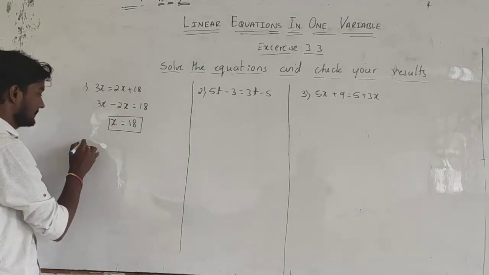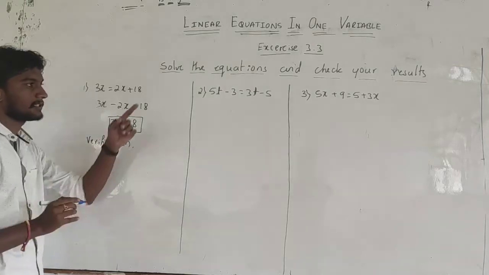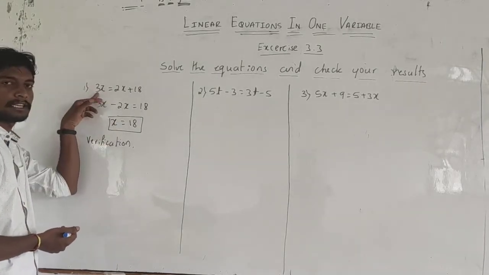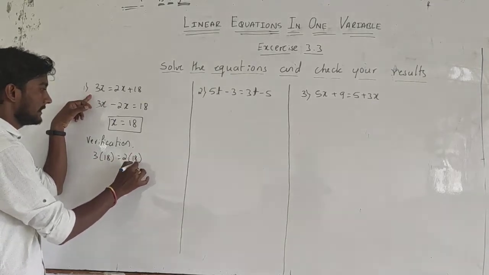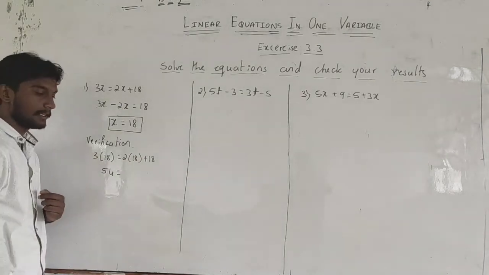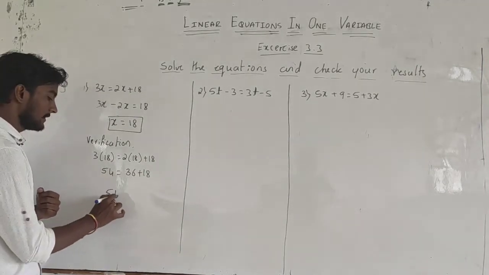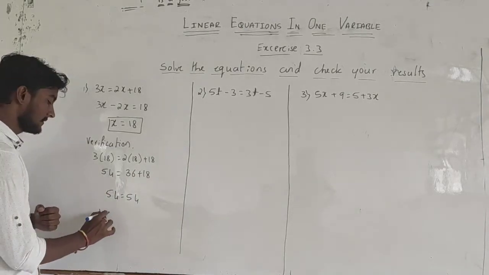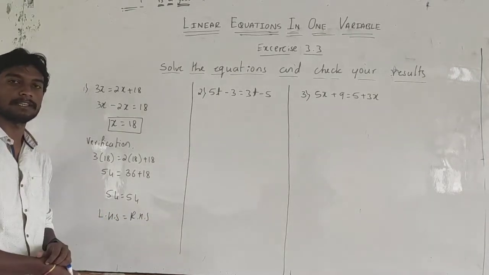Verification. Check your results, they have told you. It means you have to make the verification. The x value you have to substitute in the given equation. 3 into x, 18, is equal to 2 into 18 plus 18. 3 into 18 is 54, is equal to 2 into 18, 36, plus 18. 54 is equal to 36 plus 18, that is also 54. LHS is equal to RHS. So like this you have to make the verification in each of the problems.